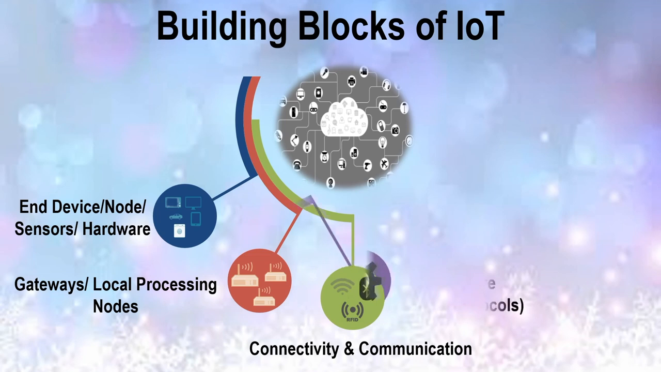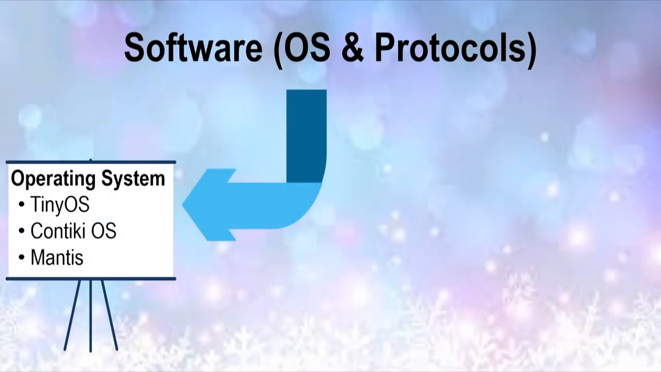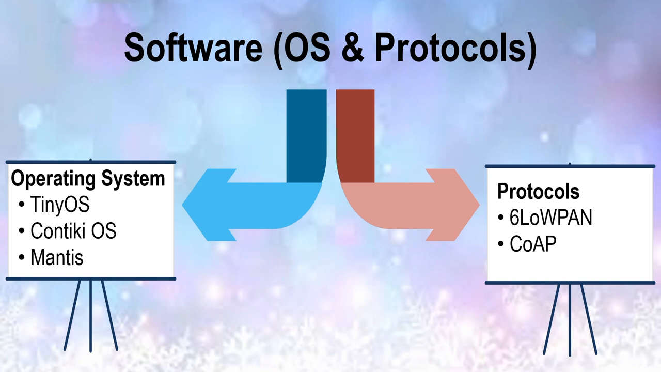Next building block of IoT that is important is software and the operating system. In case of the operating system, we use TinyOS or the Contiki operating system and also the Mantis operating system. These are all open operating systems. In case of protocol, in IoT we use different types of protocols, such as the 6LoWPAN protocol and also the CoAP protocol.